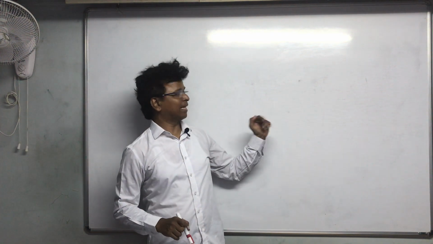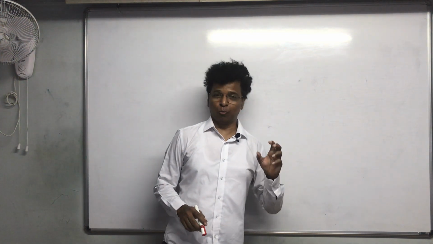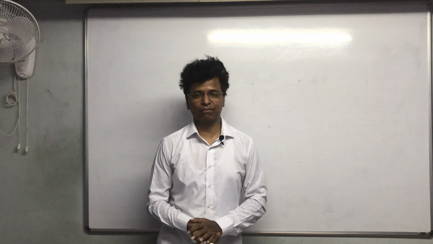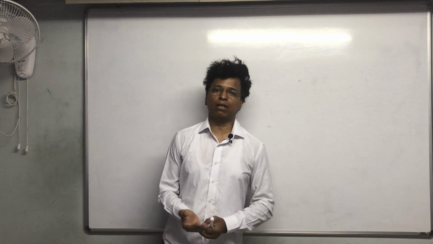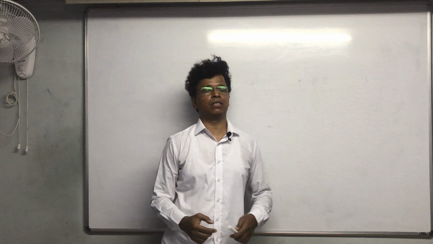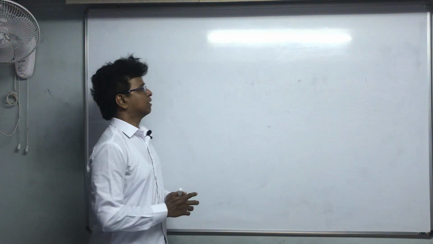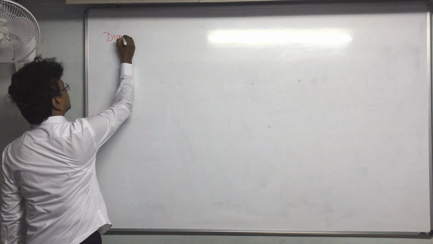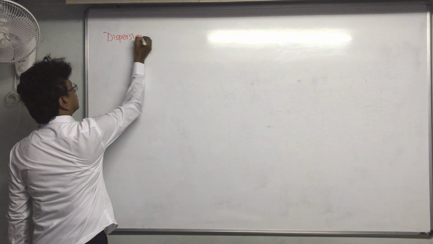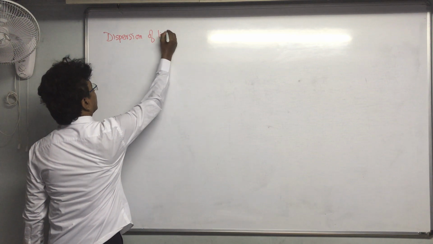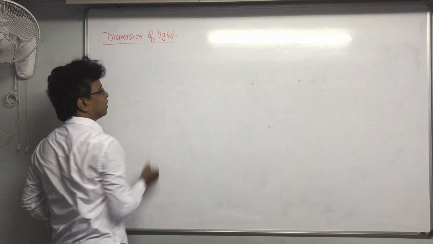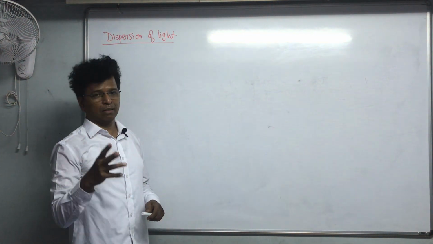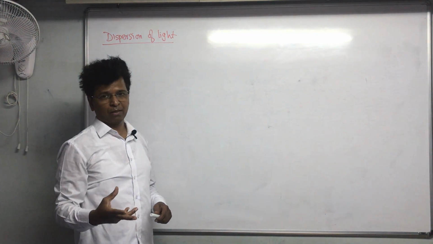Now we are almost at the end of the chapter of human eye and colorful world. Fine. So here towards the end of the chapter, we have to understand first of all the dispersion of light. A very beautiful topic, undoubtedly a very beautiful topic. Basically, what is dispersion of light?